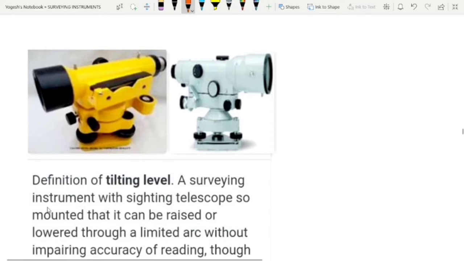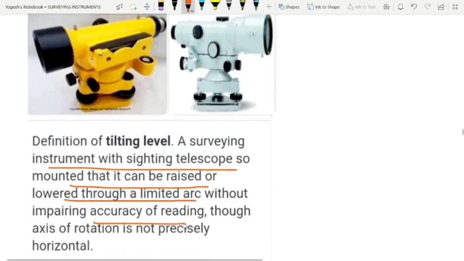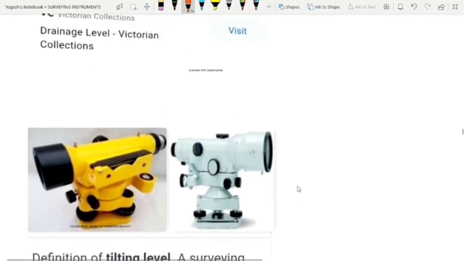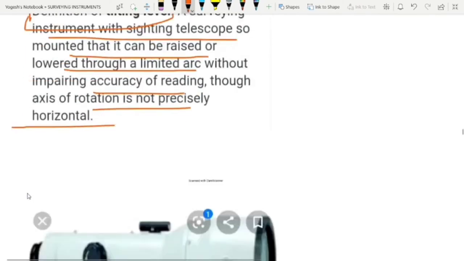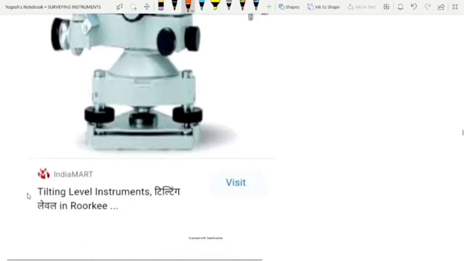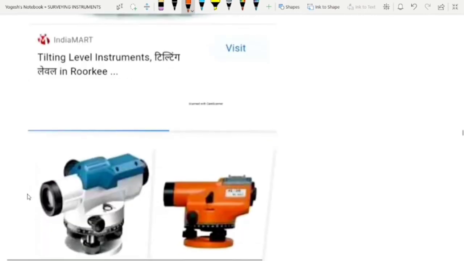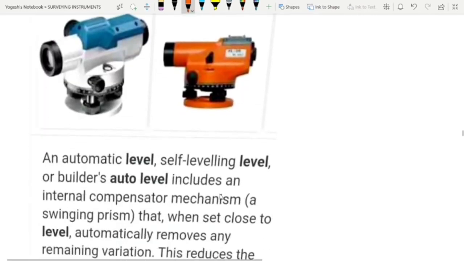This is the tilting level. A tilting level is a surveying instrument with a sighting telescope so mounted that it can be raised or lowered through a limited arc without impairing the accuracy of the reading, even though the axis of rotation is not precisely horizontal. In that particular case, the tilting level is used. This is the tilting level instrument.